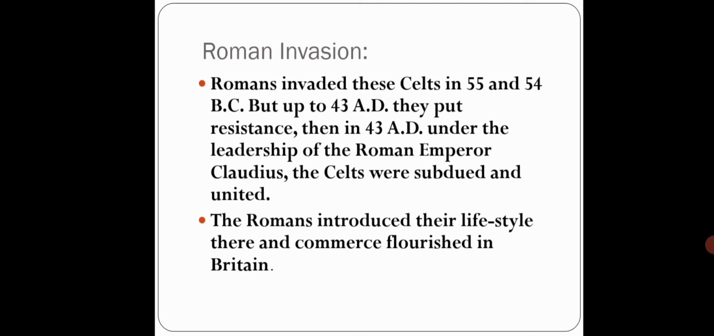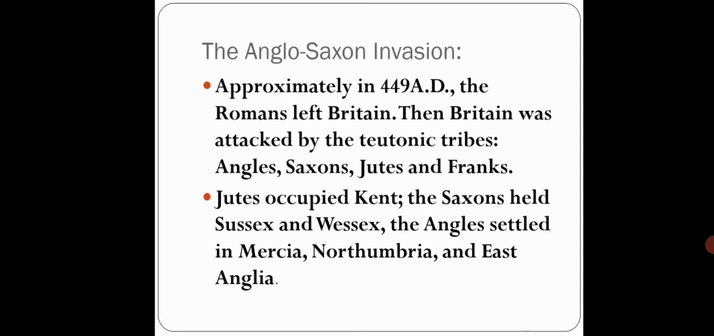And then what happened? Then they went again to Rome. Why? Because in Rome there were wars and the neighboring countries of Rome attacked Rome. So, in order to make the countries peaceful, the Roman rulers retreated to Rome. As a result, Britain became totally an unprotected country. And then in approximately 449 AD, these Romans left Britain, and then Britain was attacked by the Teutonic tribes.